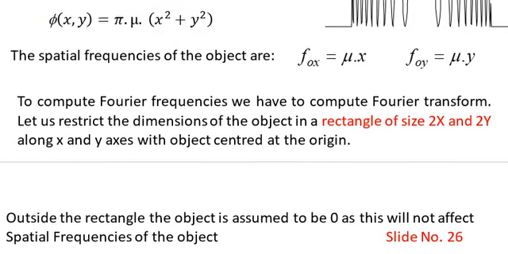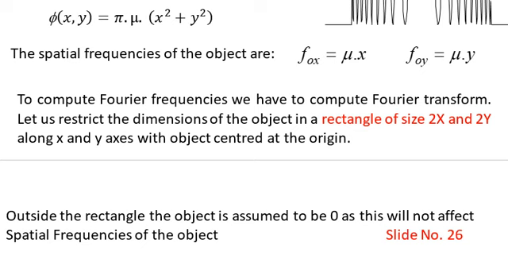So we have calculated the spatial frequencies of the object. The next step is to calculate the Fourier frequencies. To compute the Fourier frequencies, we have to compute the Fourier transform. Let's restrict the dimensions of the object to a rectangle of size 2X and 2Y along the x and y directions, with the object centered at the origin.